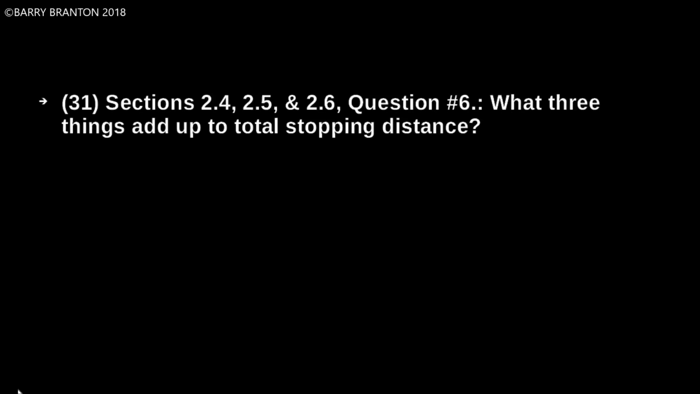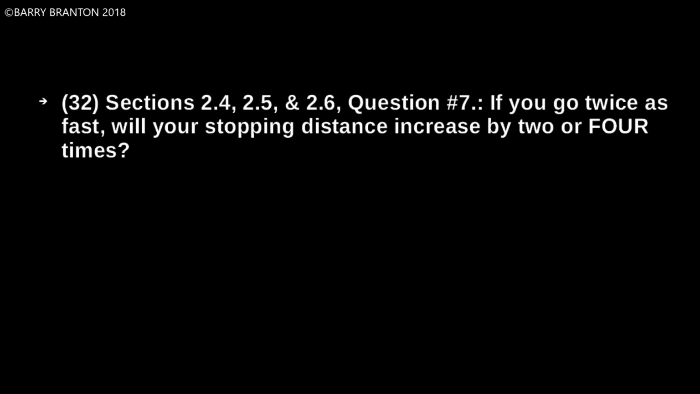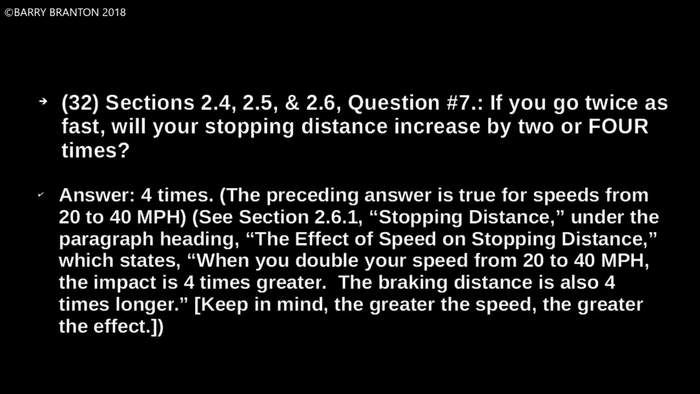What 3 things add up to total stopping distance? 1. Perception distance. 2. Reaction distance. And 3. Braking distance. If you go twice as fast, your stopping distance increases by 2 or 4 times. Answer: 4 times. The preceding answer is true for speeds from 20 to 40 miles per hour.